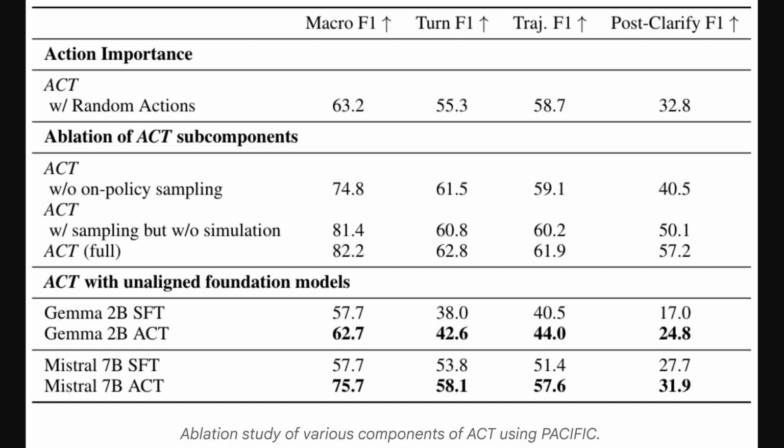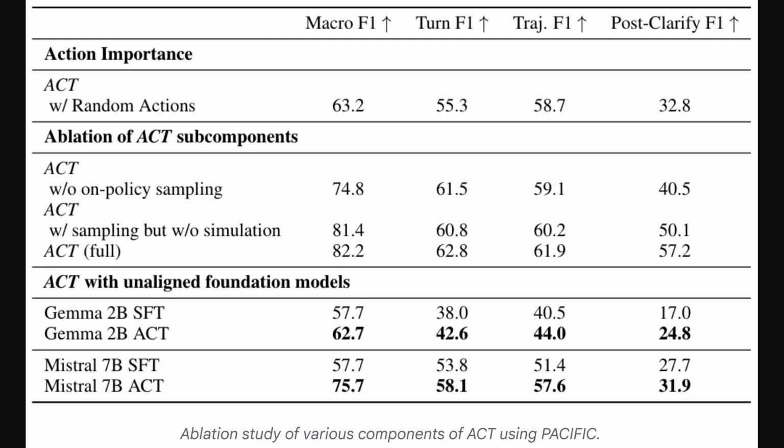Okay, to understand what makes action-based contrastive self-training so effective, this table presents an ablation study. An ablation study, well, it's where researchers take apart their method piece by piece to see how much each component contributes to the overall success. First, under action importance, we see that full action-based contrastive self-training significantly outperforms a version where actions are chosen randomly. For instance, the macro F1 score, which is a broad measure of accuracy, drops from 82.2 for the full method down to 63.2 with random actions. This really underscores that intelligent action selection is crucial.